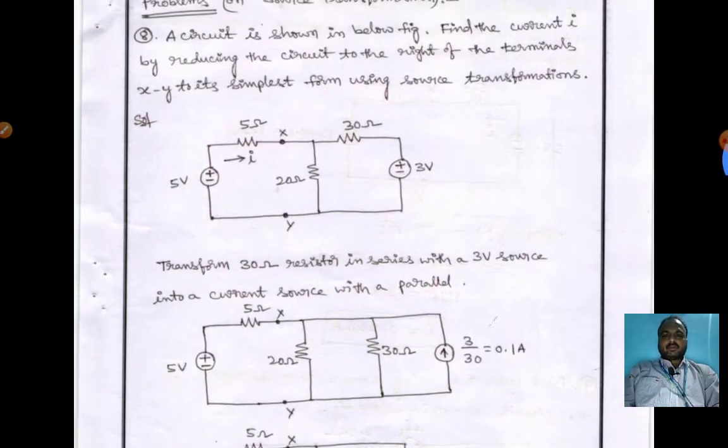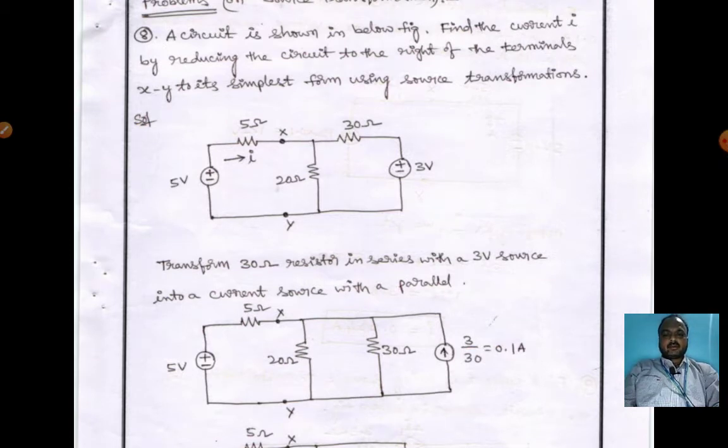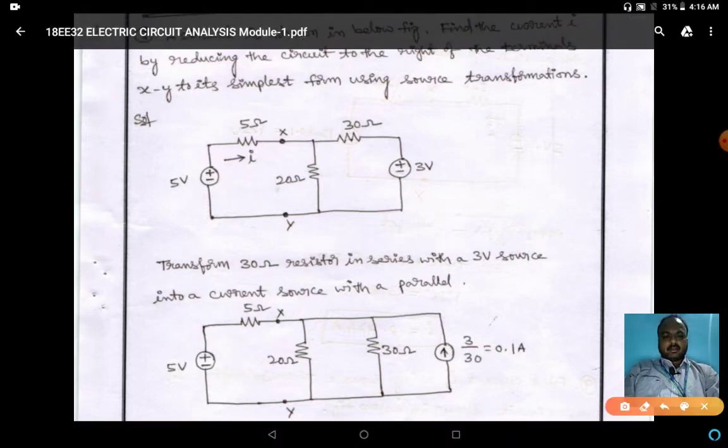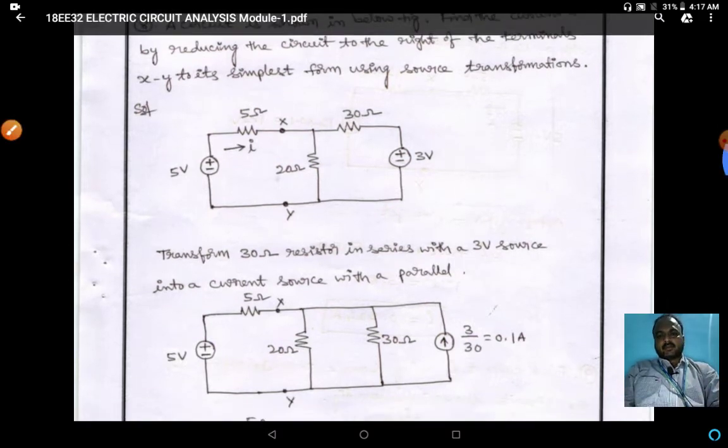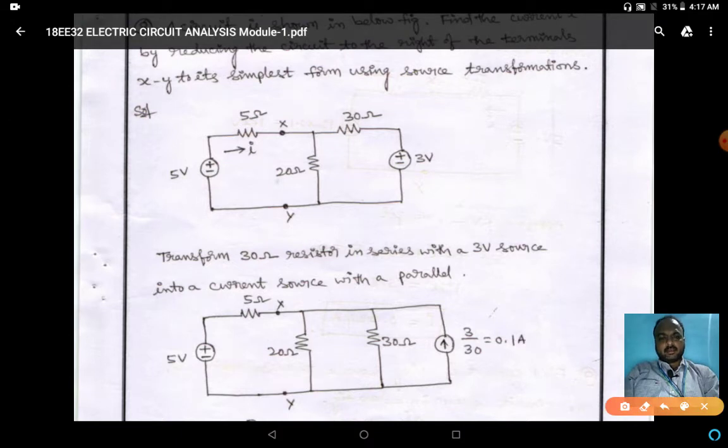The circuit is shown in the figure. The circuit consists of two voltage sources, three resistors, and the current we have to find is through the 5 ohm resistor. The XY terminals are also marked here, X and Y, and we have to find the current I. So what do we have to do?